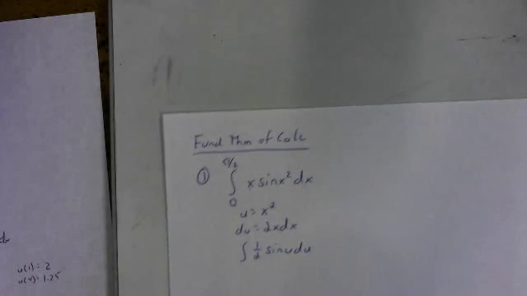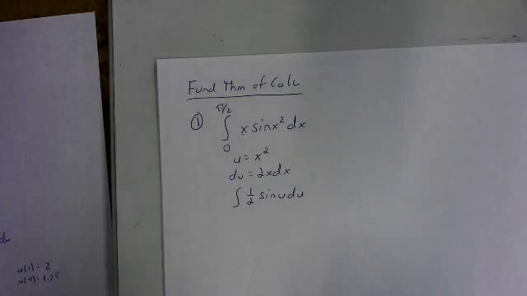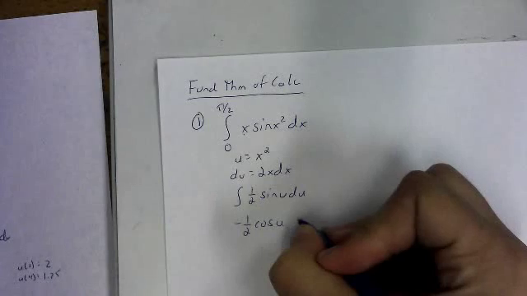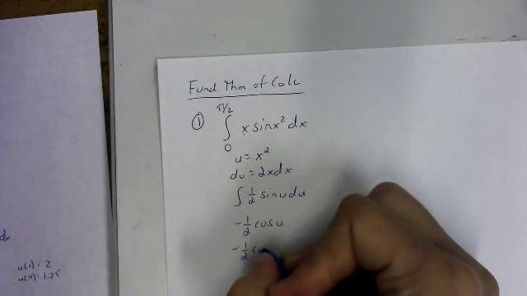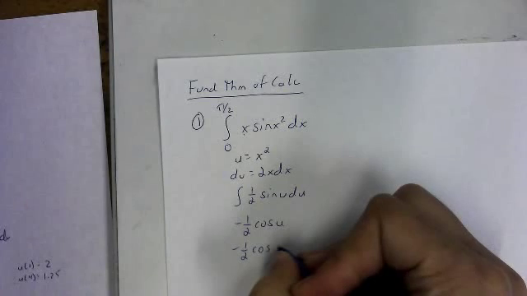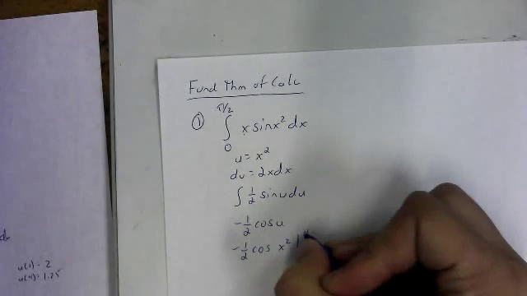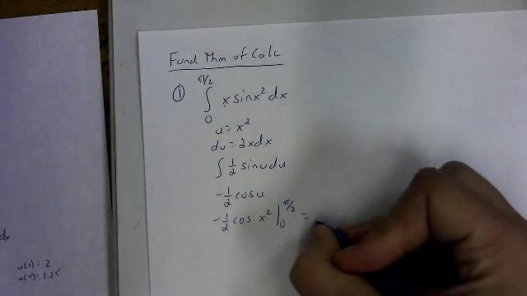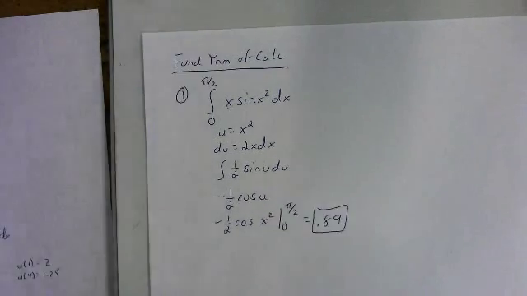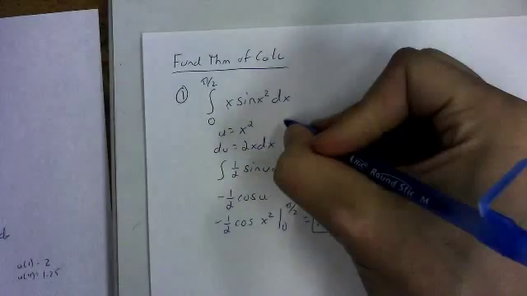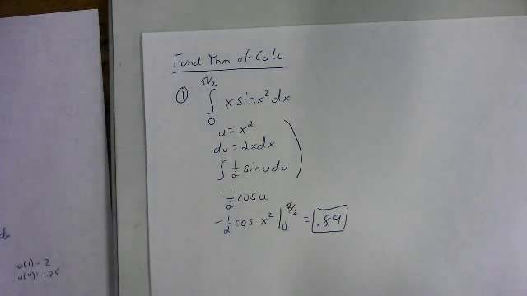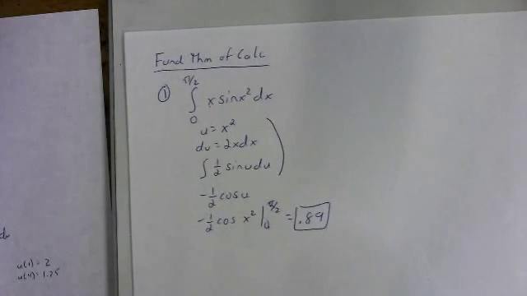Don't worry about the limits. I'll talk about them in a second. If we take the integral, we then get negative 1/2 cosine u, which is negative 1/2 cosine of x squared from 0 to pi over 2. Then you can just plug in your values and get 0.89. In other words, there's really no difference compared to what we did previously. We just use substitution to get the rule, and then we plug in the values afterwards. That's one way. There is another way.